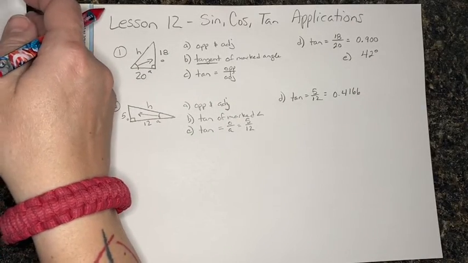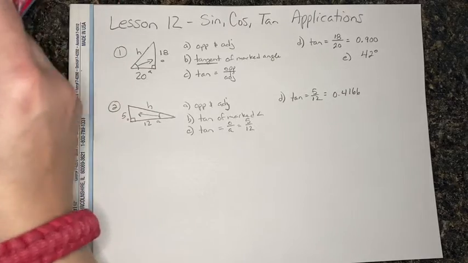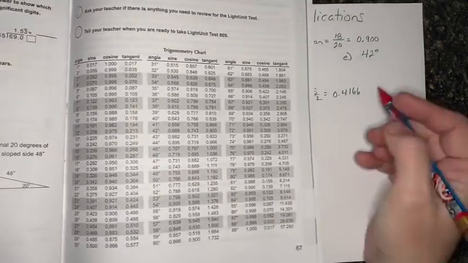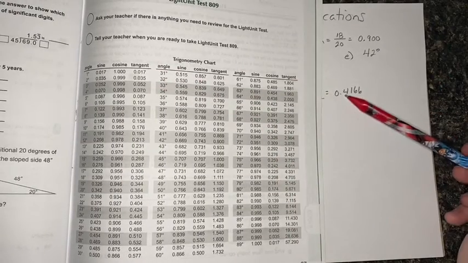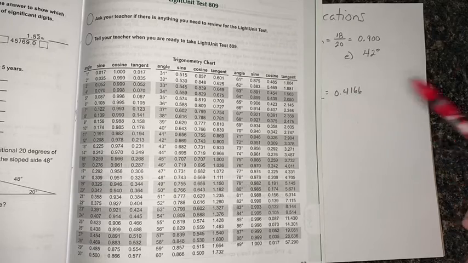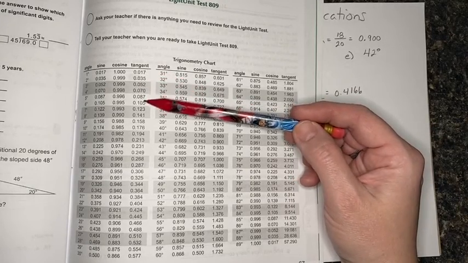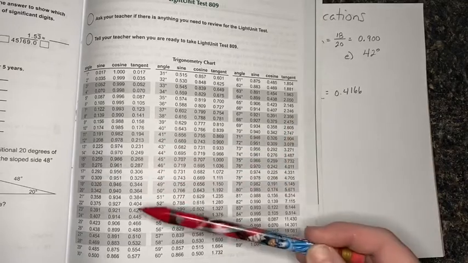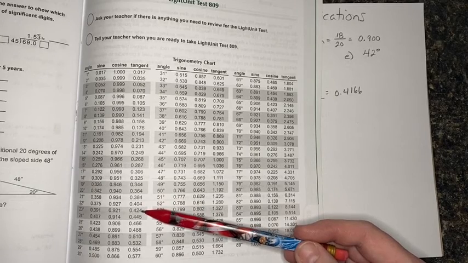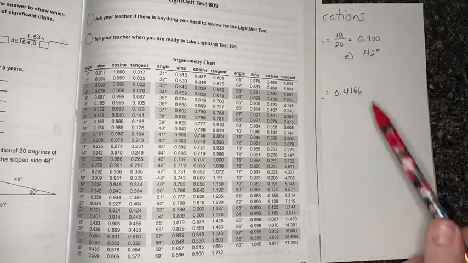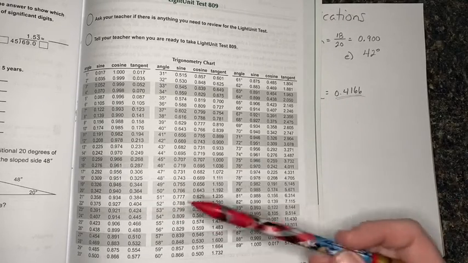And then again, we turn back to page 67. I'm doing it sloppily, sorry. Okay, we have our tangent. Just like before, we're starting in our tangent column. This time we're looking for 0.4166 or something close to it. We're going to come down. Okay, so here we have 0.404. And then it jumps to 0.424. Not exact, right? This is not an exact tangent of anything.